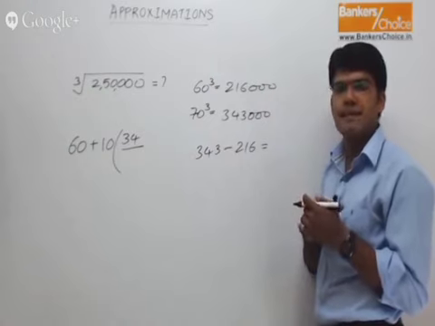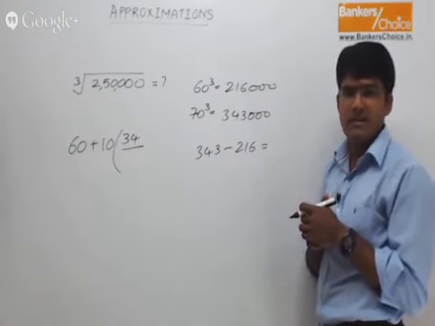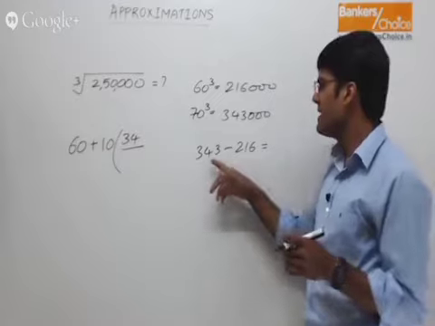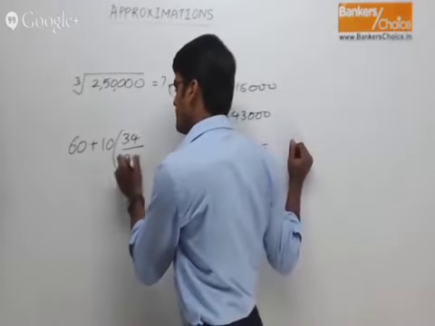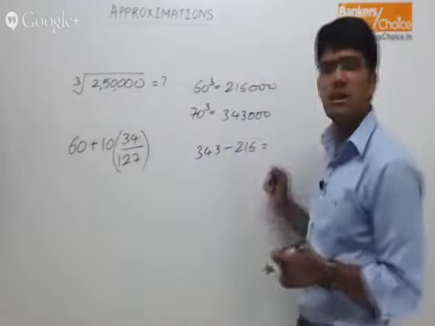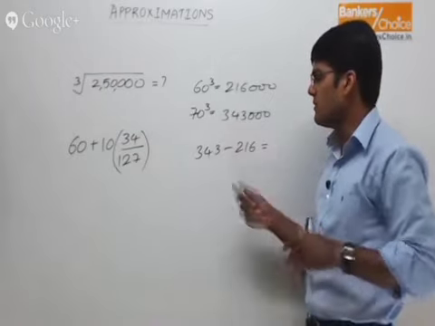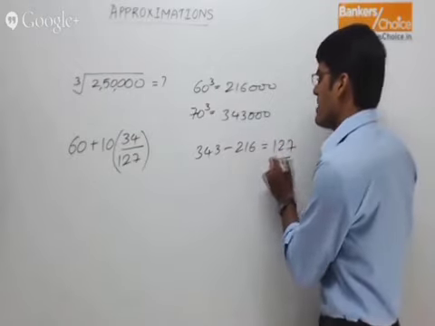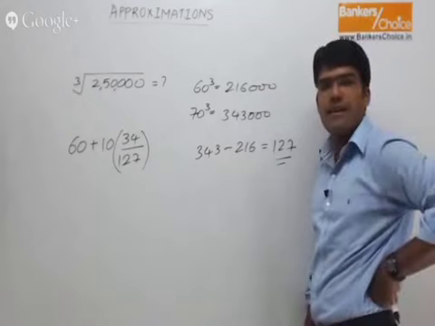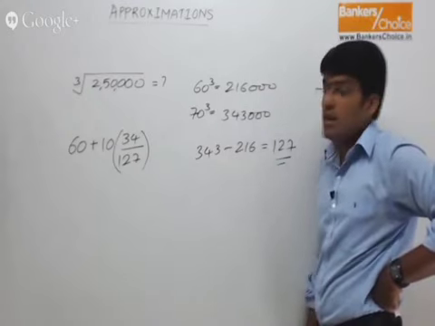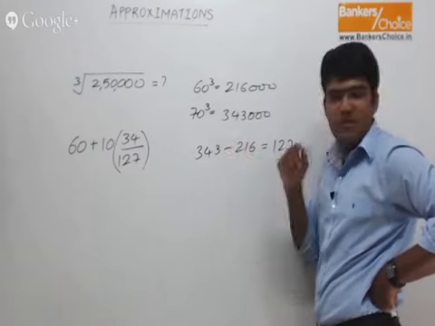So 143 minus 16. What is 143 minus 16? This will be 127. Yes or no? So we can say here the value is 127. That's it. Now try to do the calculation further. Are you able to follow? 343. This is 127. Get the point? 127. So 60 plus 10 into 34 by 127.